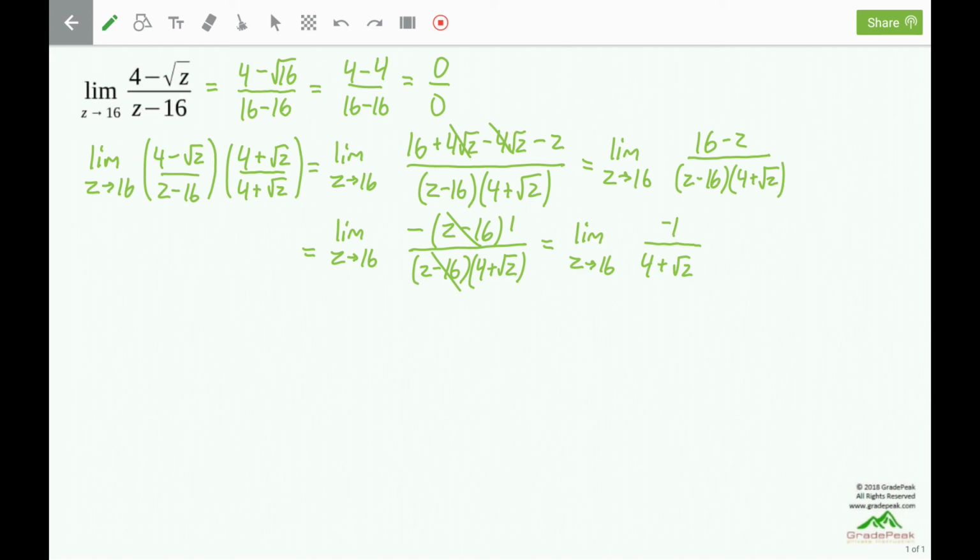We no longer have 0 over 0, so we can plug a 16 in for all of the z's. That will give us negative 1 divided by 4 plus the square root of 16. The square root of 16 is a 4, so negative 1 over 4 plus 4, or negative 1 over 8.